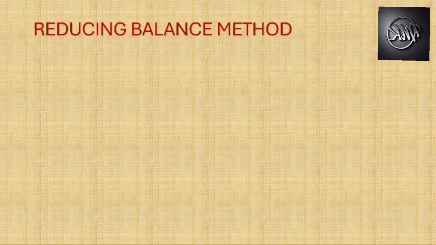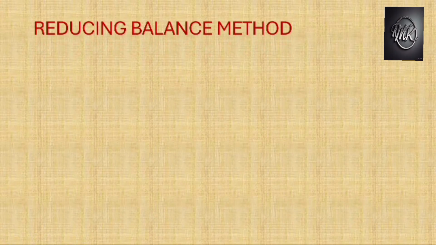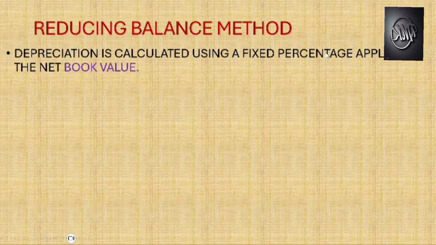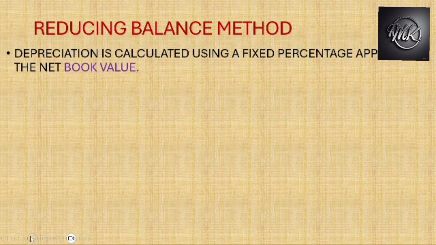My next presentation is on the reducing balance method. The reducing balance method is also known as the diminishing balance method. Under this method, depreciation is calculated using a fixed percentage, again just like in the straight line, a fixed percentage applied on the net book value.